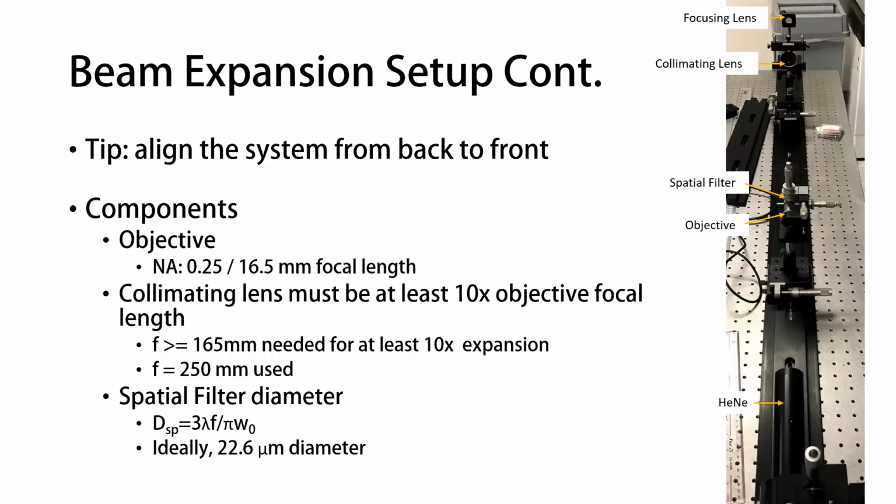The following selections were made for the components. Since a 0.25 numerical aperture was selected, the collimating lens's focal length had to be at least 10 times longer than that of the objective to achieve the desired beam expansion. Using the equation shown, the ideal spatial filter diameter would have been 22.6 microns. The same 200 millimeter plano convex lens was used from last week for focusing the exiting expanded collimated beam.